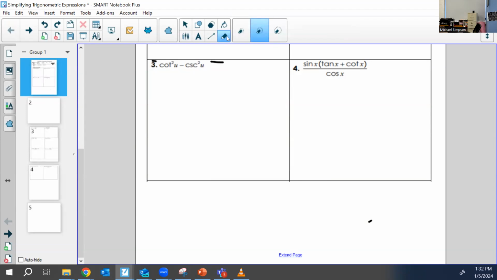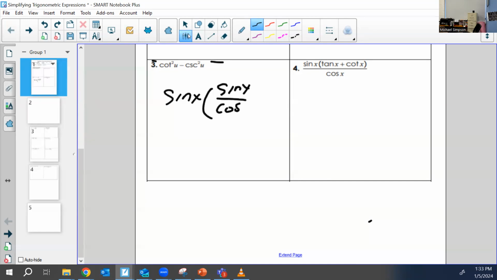This is good stuff. All right, here we go. This is what I would have done when I was your age. This is Mike Simpson at age 15 or 16. All right, sine x. Okay, I have sine x here. Tangent x, I'm going to put it as sine x over cosine x. You guys follow me so far? And you just write this down: cotangent x is cosine x over sine x.